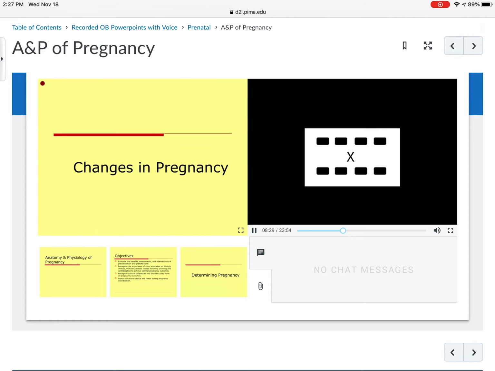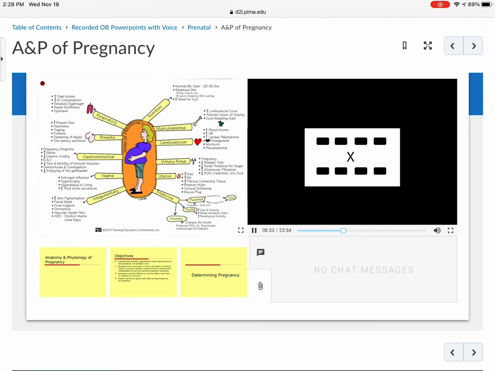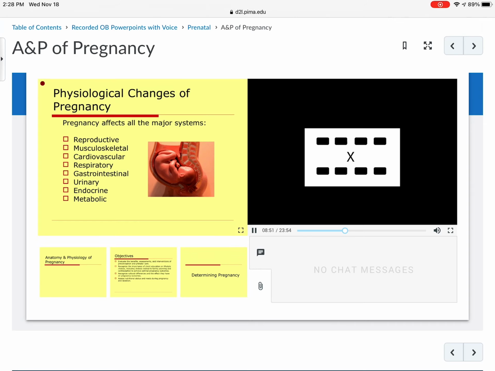Now we're going to talk a little bit about the changes that are observed in pregnancy. And again, here would be one slide, study-all. You can see all the changes with the respiratory, breast, GI, vaginal changes, skin, endocrine, uterus, urinary, cardiovascular. So let's take a look at some of these and see which ones we should pay attention to. Again, pregnancy affects all the major systems.